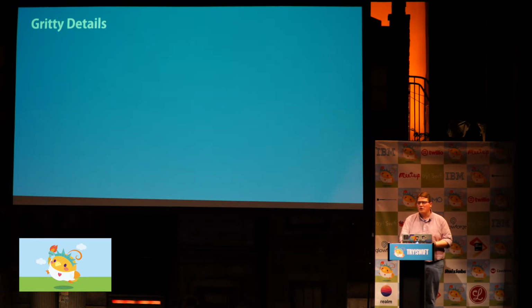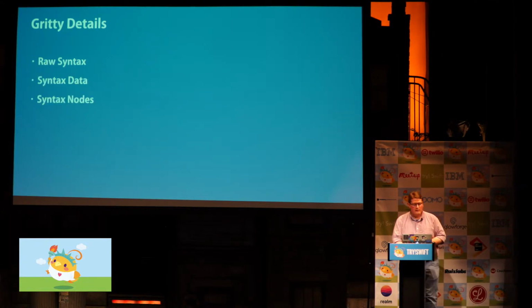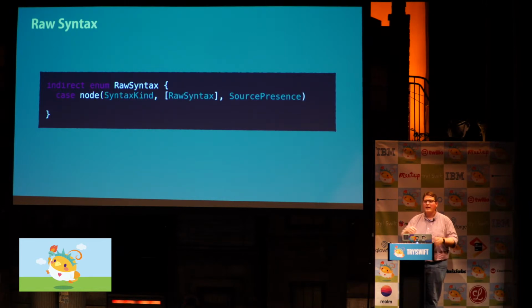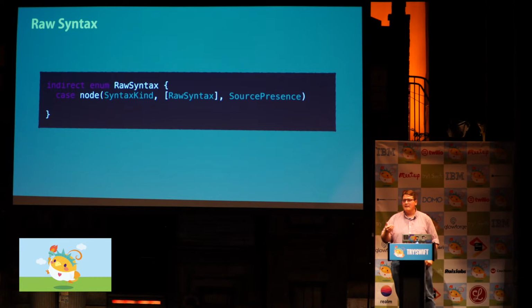Well, libSyntax splits up the notion of the syntax tree into 3 constituent parts: raw syntax, SyntaxData, and the syntax nodes themselves. Let's go one by one. Raw syntax is the core of the syntax tree. It's structured as an enum with 2 cases. One of them is a node. A node is just an abstract idea for a piece of syntax that has children. So it has a kind that says what kind of node it is, if it's an if statement or a struct declaration. And it has an array of children, and then a presence. And that presence says whether or not that piece of syntax actually existed in the tree.